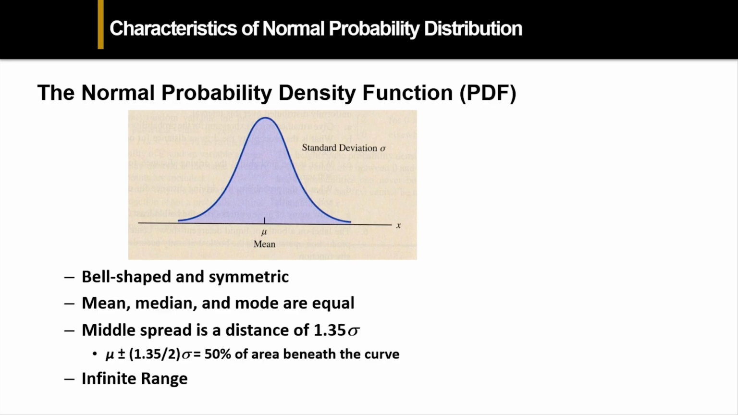And a specific property of the normal distribution is that the middle 50% is within 1.35 divided by 2 standard deviations around the mean. So you divide that by 2 and go greater than the mean and less than the mean, and the area underneath that curve is 50%.